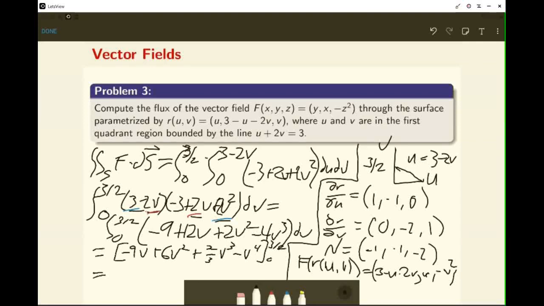And then evaluating these, we get minus 27 halves, plus 27 halves, plus 9/4, minus 81/16, and the first two terms cancel. 9/4 is 36/16, multiplying by 4. 36 minus 81 is going to give us minus 45 over 16 as our final answer. All right.